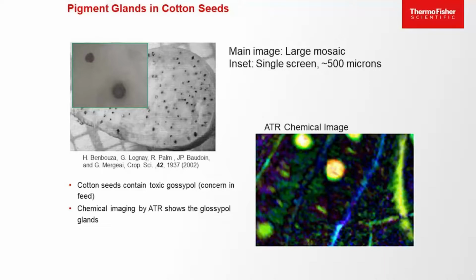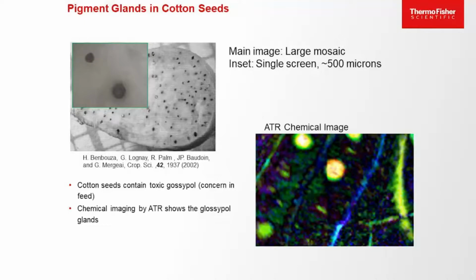So you can see on the top left, there is a visual image over the whole seed that's been cut open to expose the interior. And then the inset is a single screen about 500 microns in size. And then the chemical image to the right shows different materials and what those are. I'm going to show on the next slide.